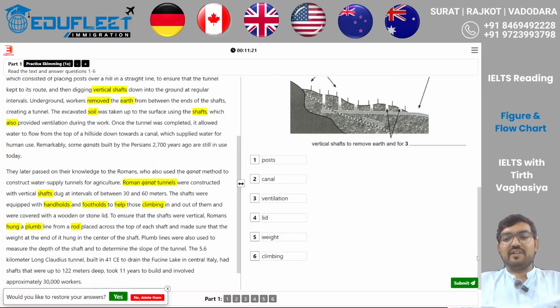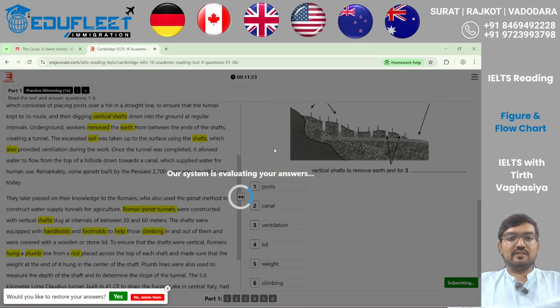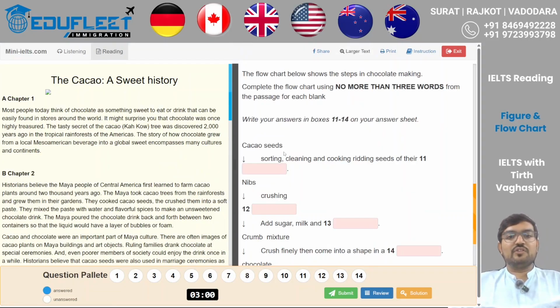Clear? Let's submit and see. Out of 6, we got 6. So here we are going to look at the flow chart. You can see there is cacao seeds and my answer is no more than 3 words. So I have to be a bit careful over here, right?